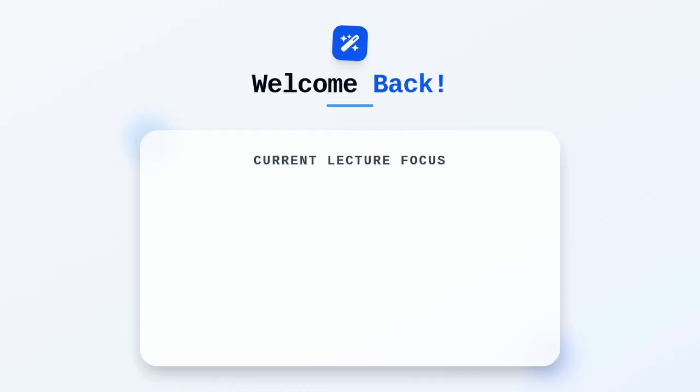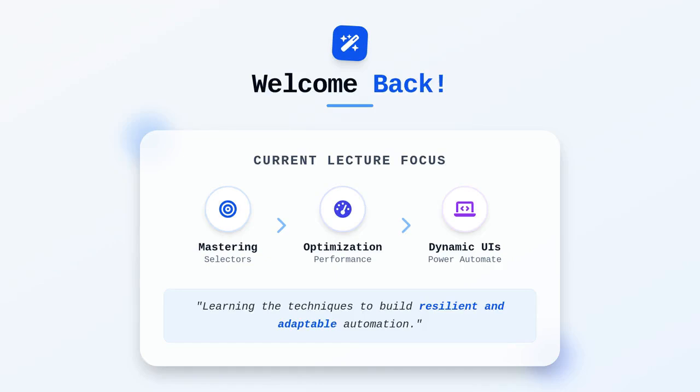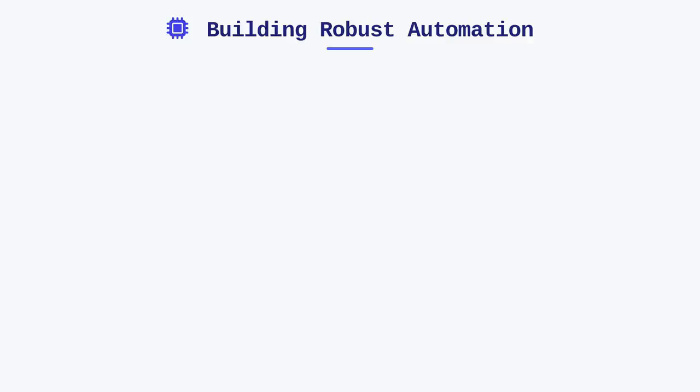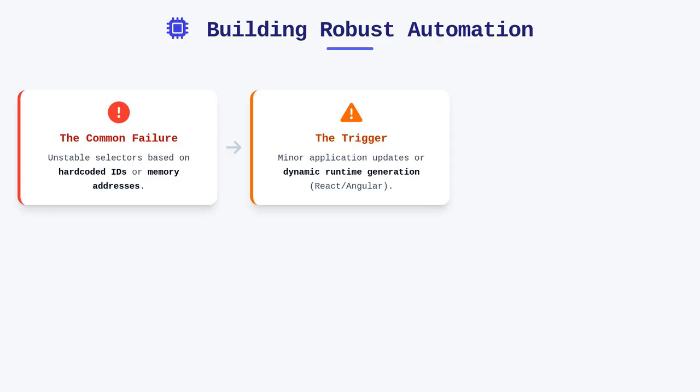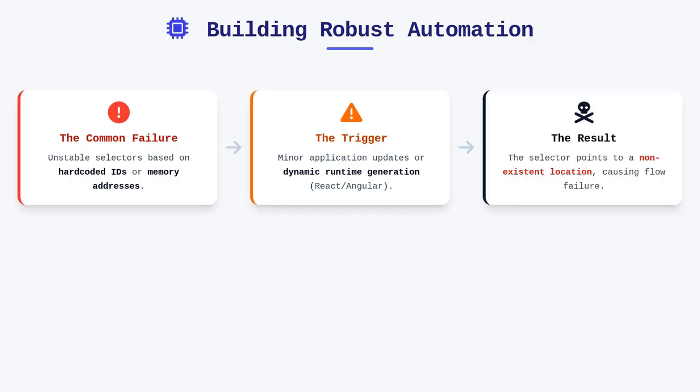Welcome back. In this lecture, we will explore the techniques required to master and optimize selectors for dynamic user interfaces within Power Automate Desktop. When building automation, the most common point of failure is an unstable selector. If you rely on generated selectors that contain hard-coded IDs or internal memory addresses, your flow will inevitably fail the moment the application undergoes even a minor update.